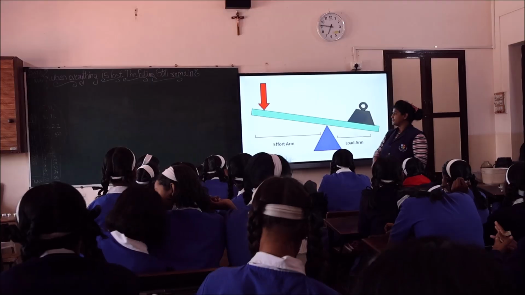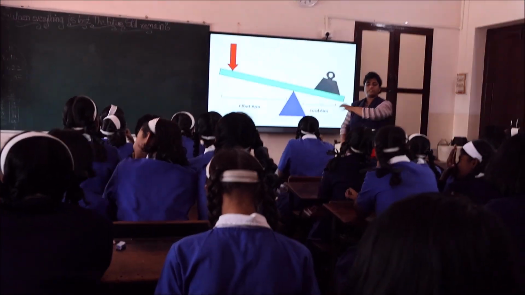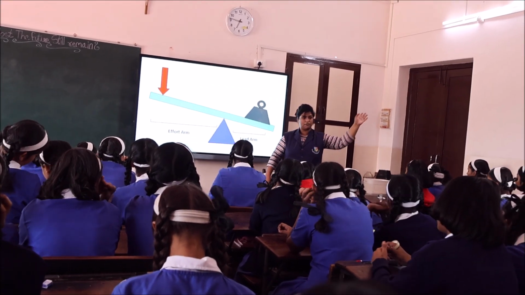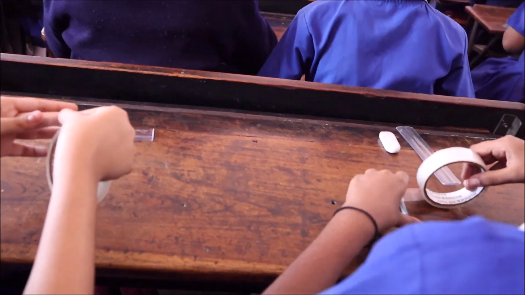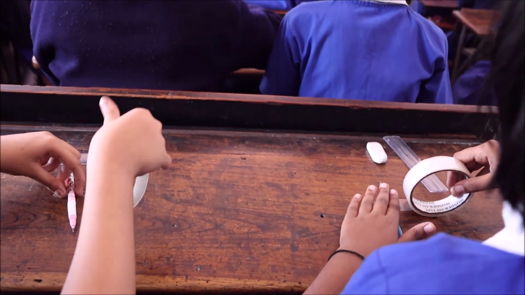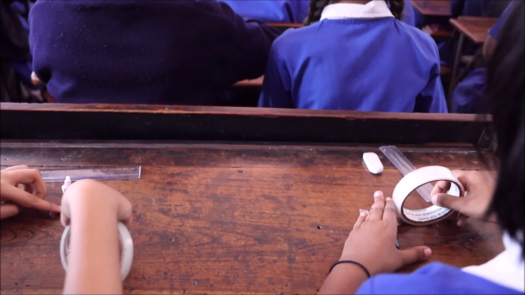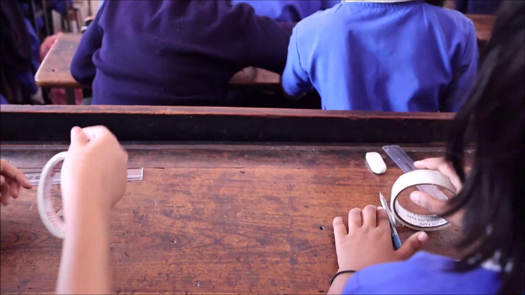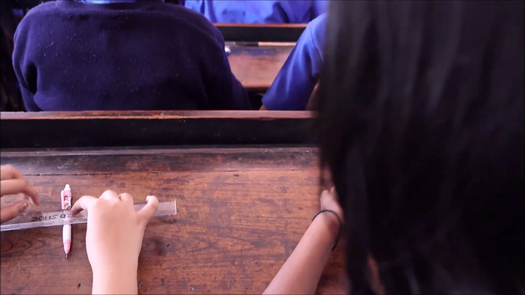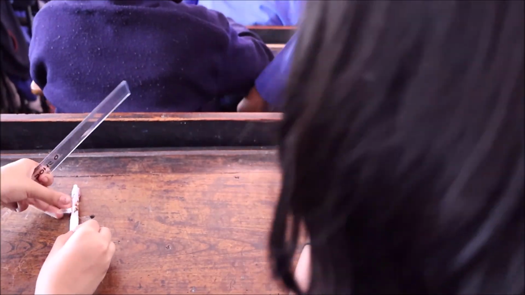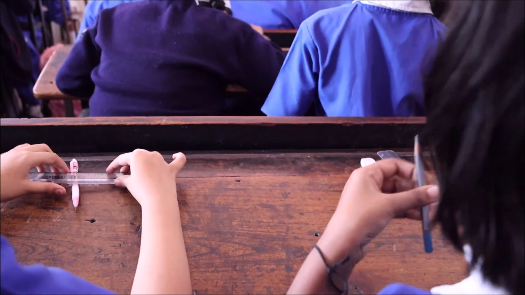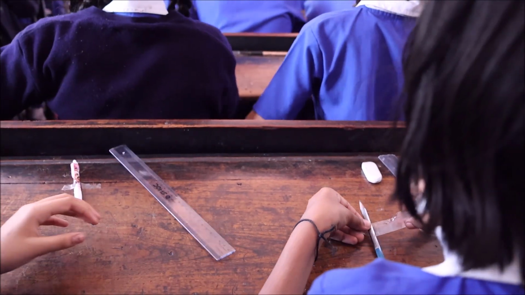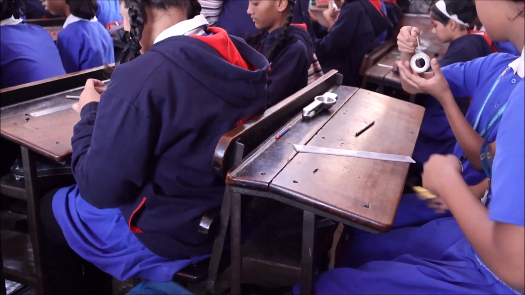Alright? So now take out your pencils, all of you, and take a long scale. Take the pencil on the bench. If you have a pen, sharpener, or eraser, keep the eraser on one side and try to press on the other side. Put some pressure on the other side. Are you ready? Okay, I'll give you a minute.